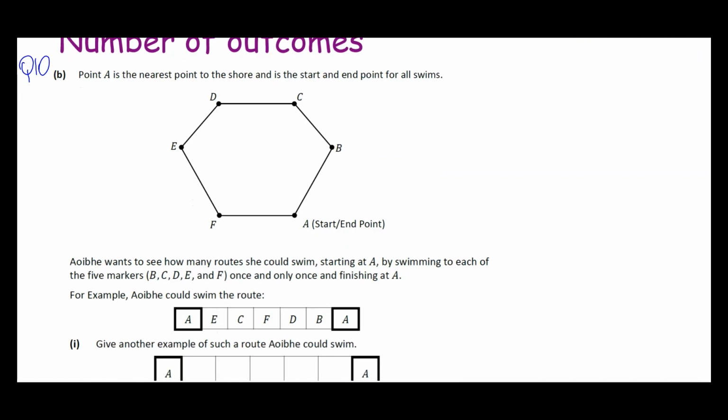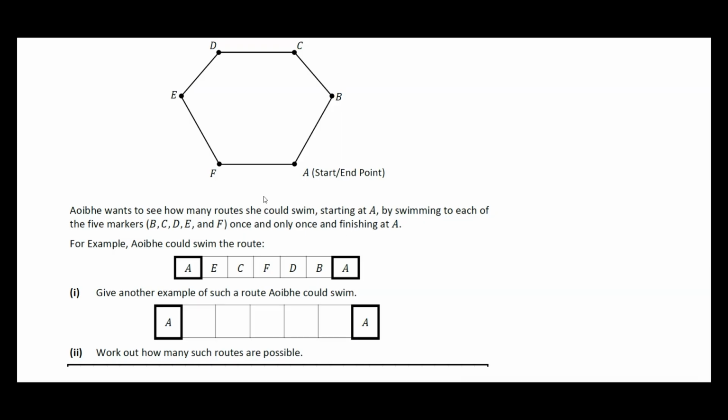So it doesn't matter how she swims, she will start at A and she will end up at A. We want to see how many routes she could swim starting at A, by swimming to each of the 5 markers once and only once and finishing at A. If we are a little confused about the description, they are giving us an example to understand what they mean.